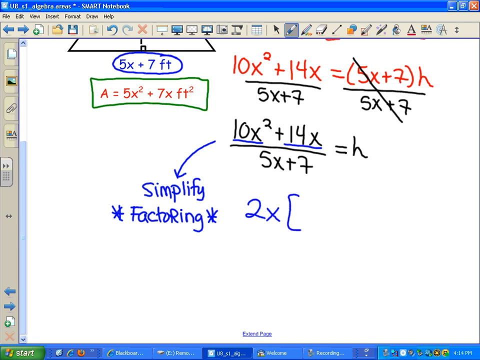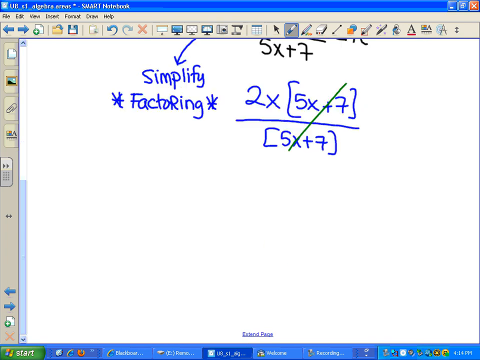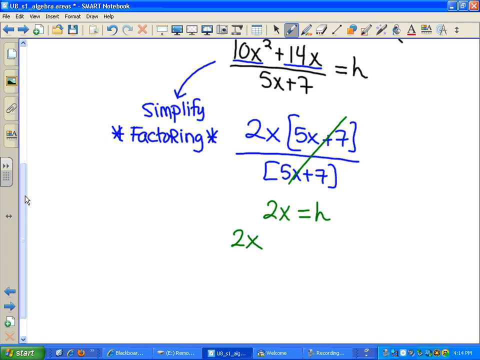If I factor out a 2x, I ask myself, 2x times what is going to give me 10x squared? The answer is 5x. Then I move to that 14x. 2x times what is going to give me 14x? The answer is 7, divided by 5x plus 7. Notice that I have the same parenthesis value on the top as on the bottom, so those algebraic expressions cancel each other out. I'm left with 2x as my height, and I want to put units with that. So it's 2x feet is what the height equals.